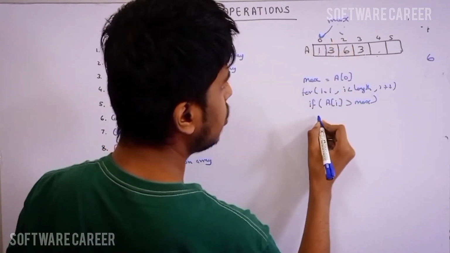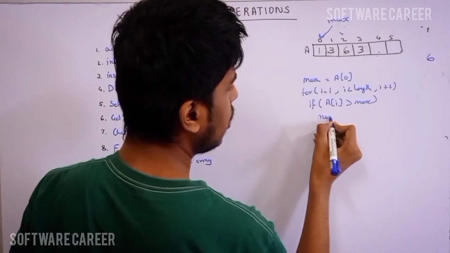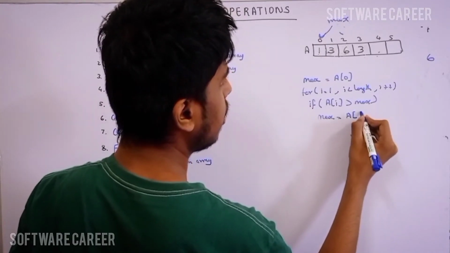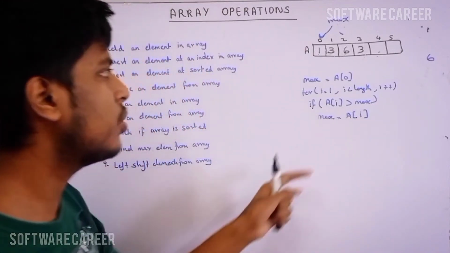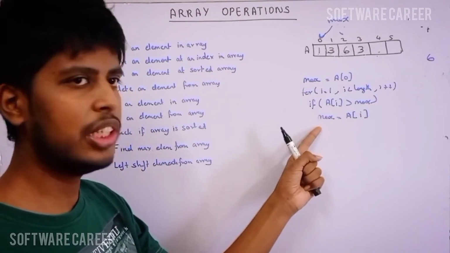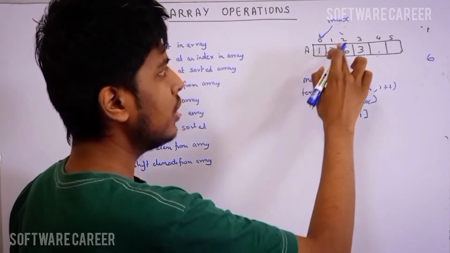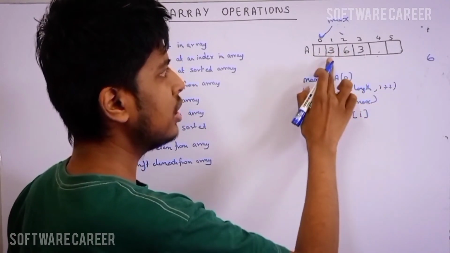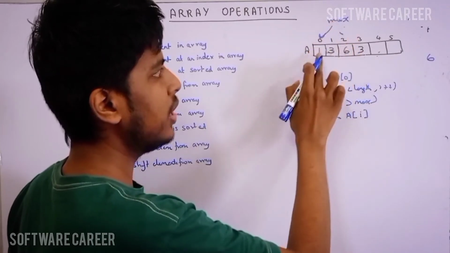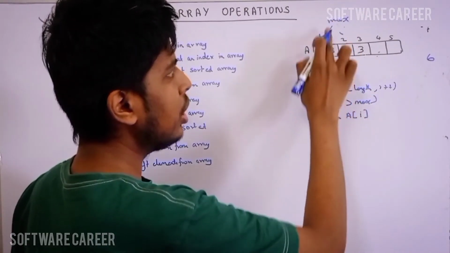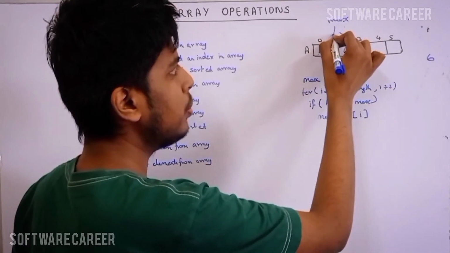Maximum equals to A of I. Now the maximum value changes to A of I. Now see, I starts from here. It checks whether A of I is greater than max. Whether 3 is greater than this 1. Yeah, 3 is greater than 1. So now maximum will be A of I. Maximum will point towards here.